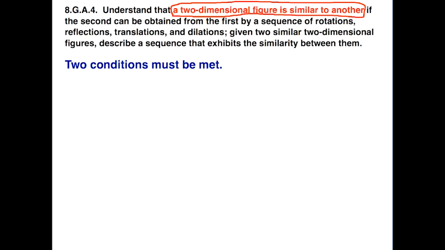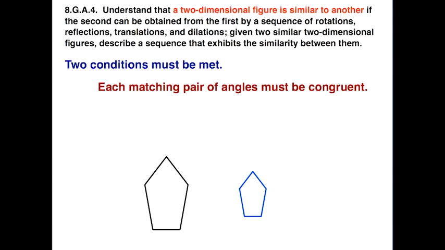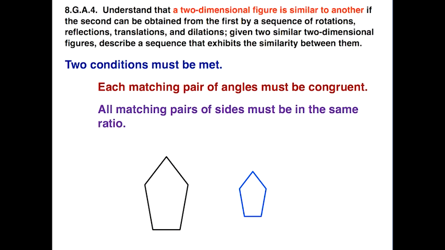Well, two conditions have to be met. First, each matching pair of angles must be congruent. So like in this case with these two pentagons, each of the two angles and each of the matching pairs have to be congruent to each other.